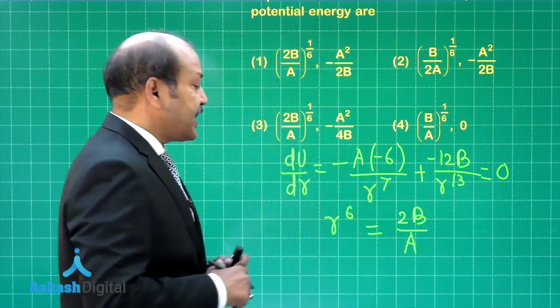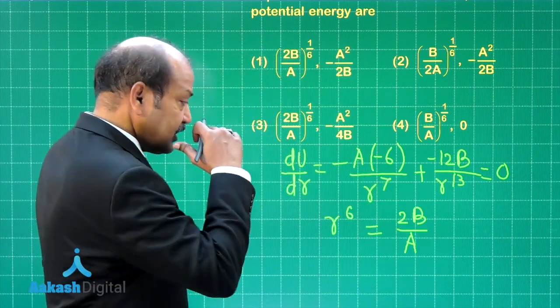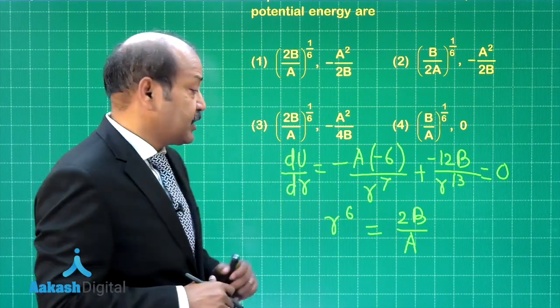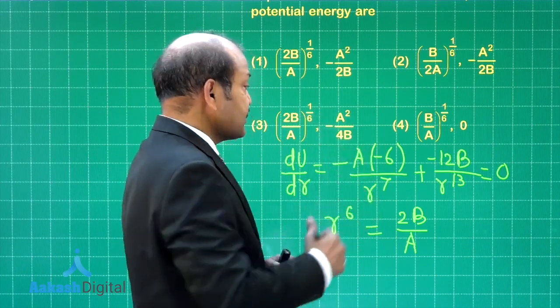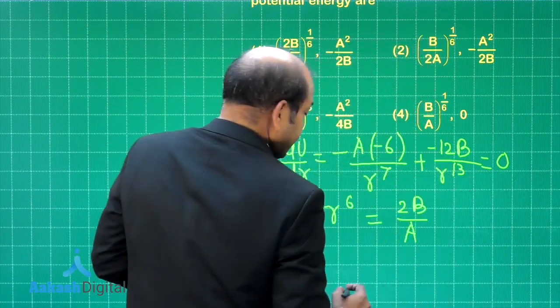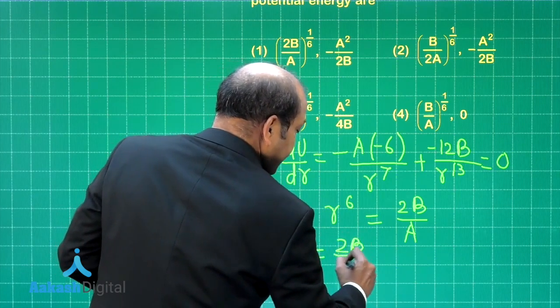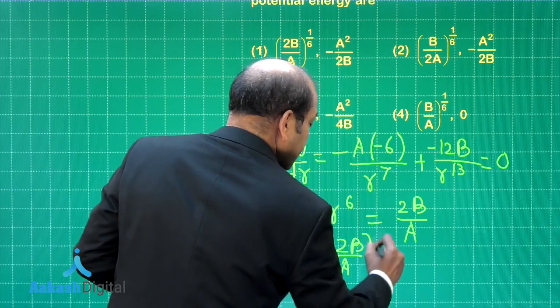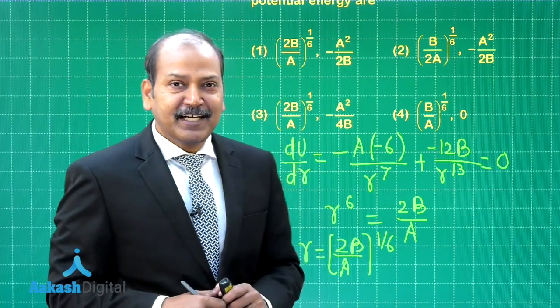So, that is as far as the expression for the equilibrium separation is concerned. Of course, to find r, we need to take power of 1 by 6 on the right hand side. So, the equilibrium separation then comes out as r is equal to 2b divided by a raised to the power 1 by 6. So, one part of the question is done.